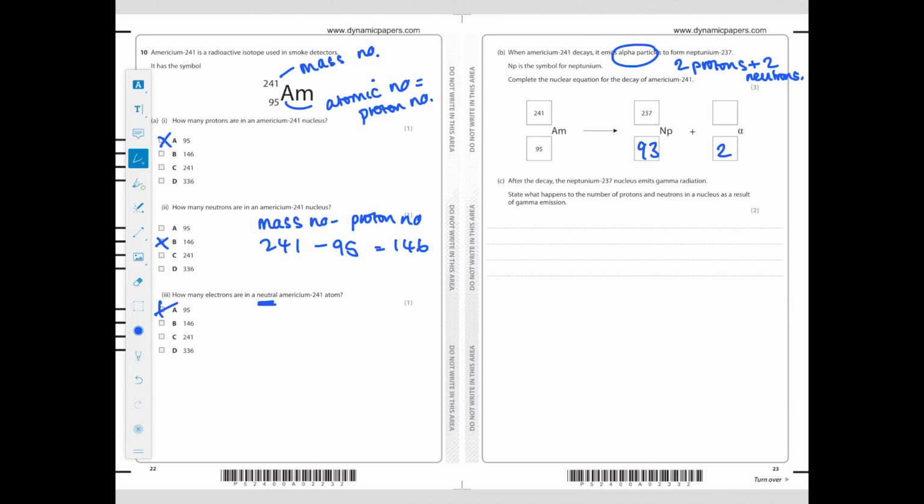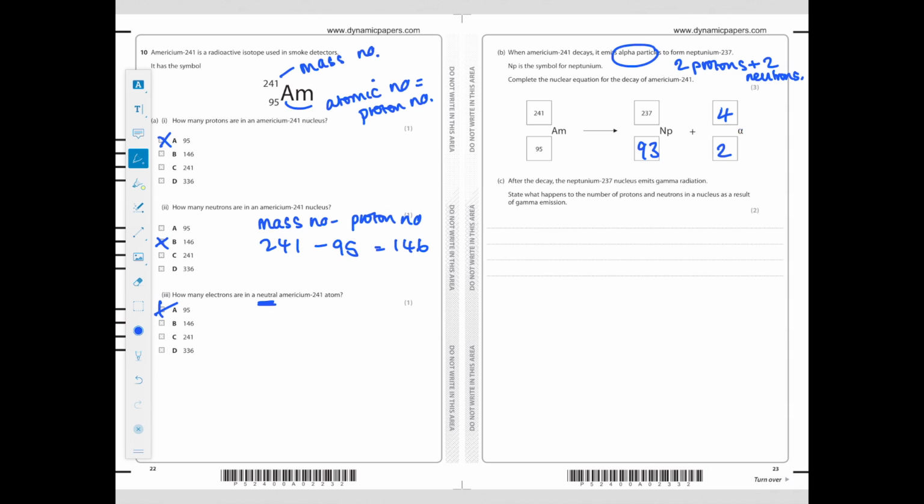Now 2 protons and 2 neutrons, each of those particles has a mass of 1. So if you lose 4 of them, you'll lose 4 off the mass number, which we have done. We've seen that it goes from 241 to 237, but that's why we need to put a 4 here.